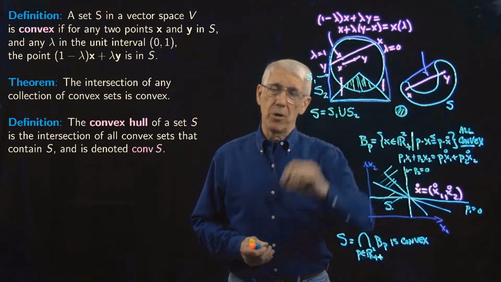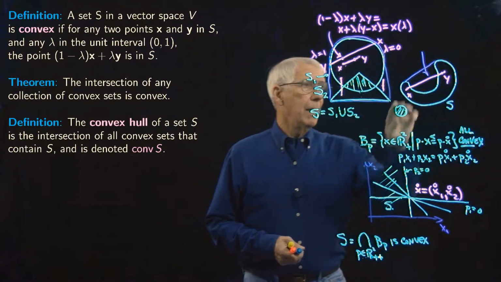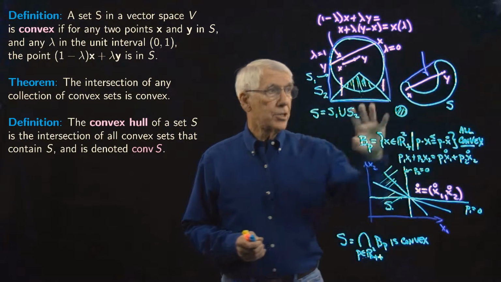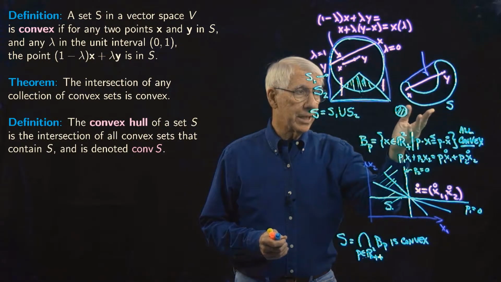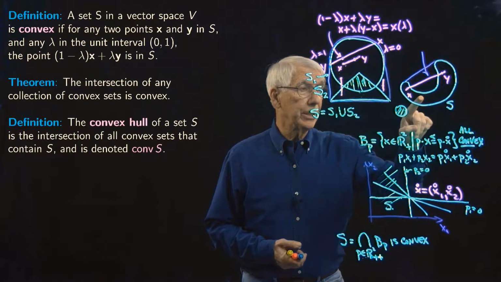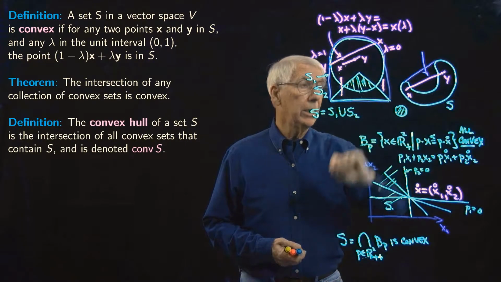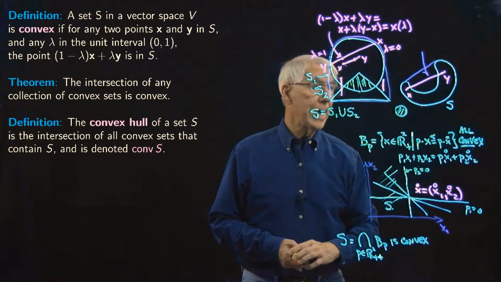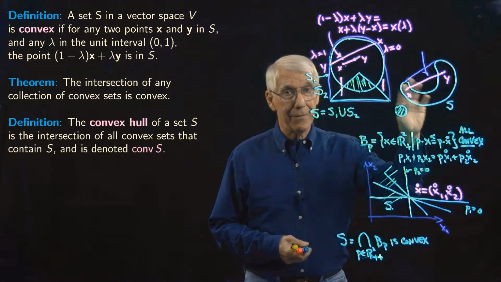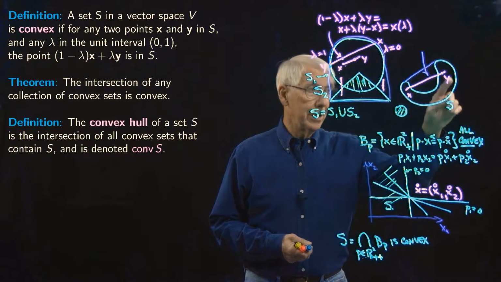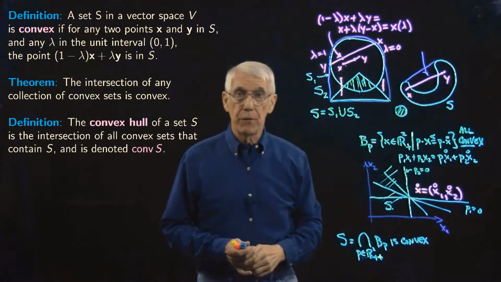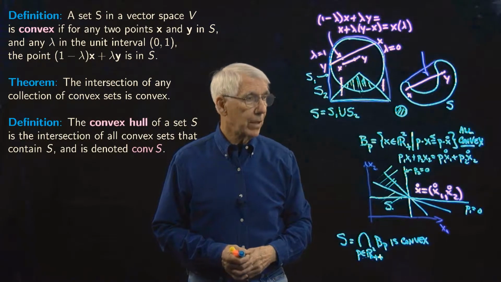And again, you can make the same argument as over here. This is a convex set. It contains S. So the intersection of all convex sets containing S has to include it, since that's one of the sets in the intersection. And could there be a smaller set? Again, if I throw out any of these points, the resulting set won't be convex. So it does appear that this is the convex hull of this funny non-convex set over here.